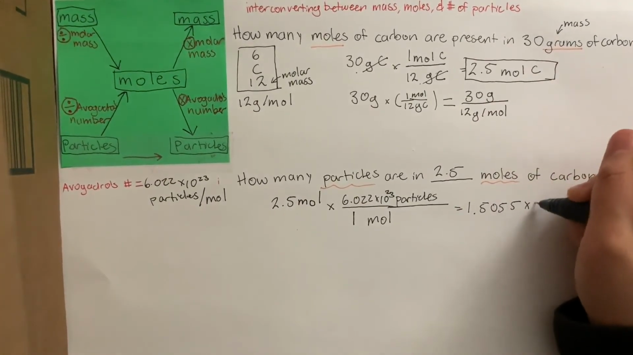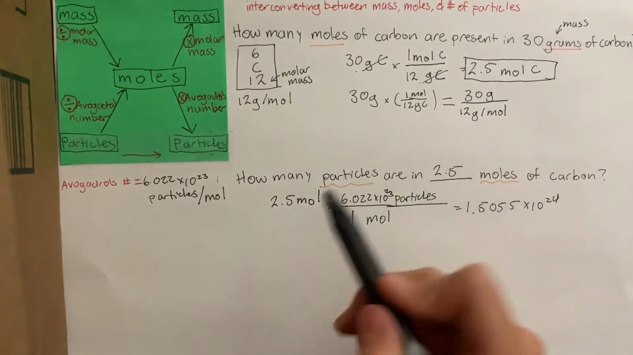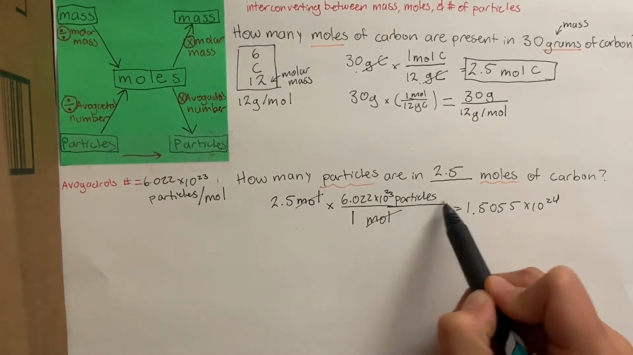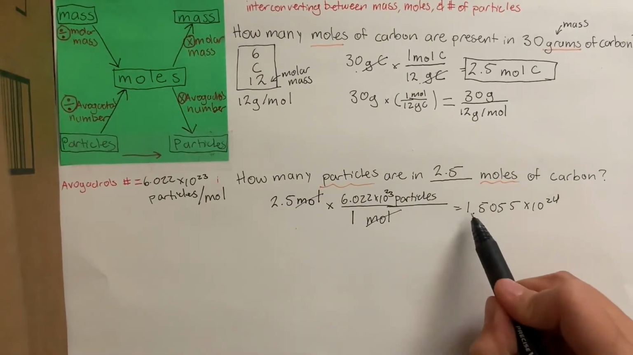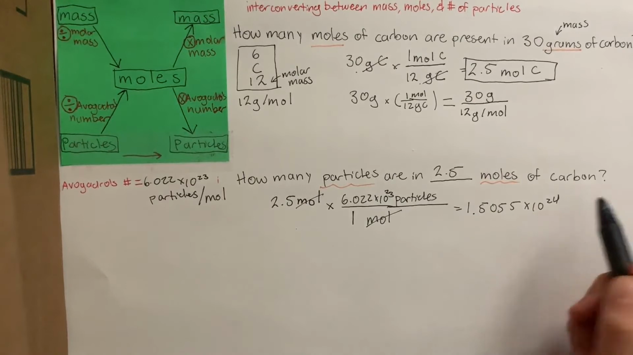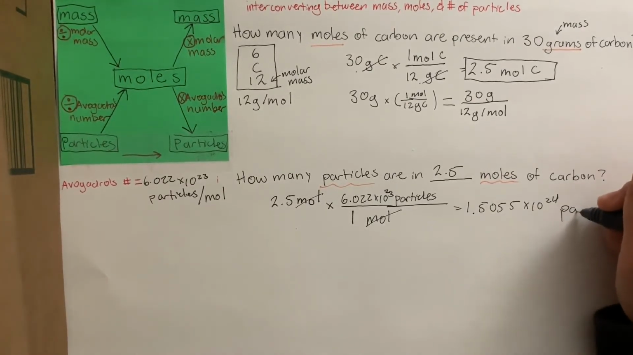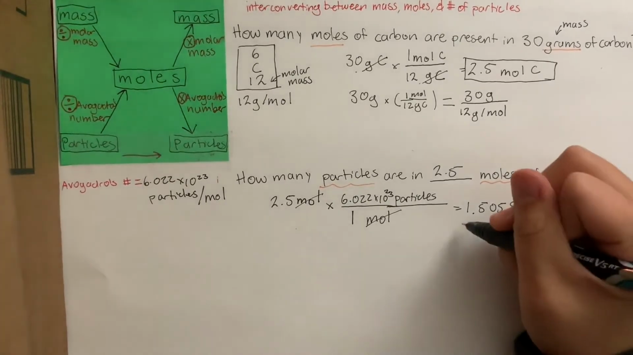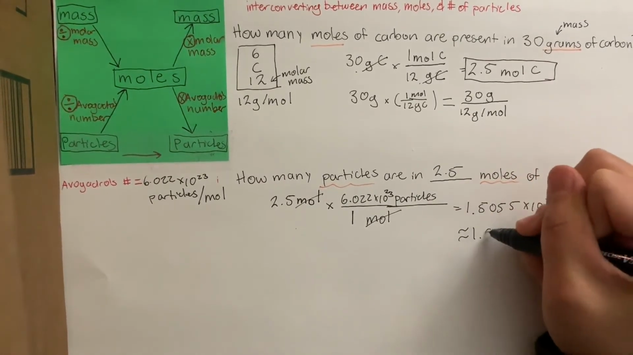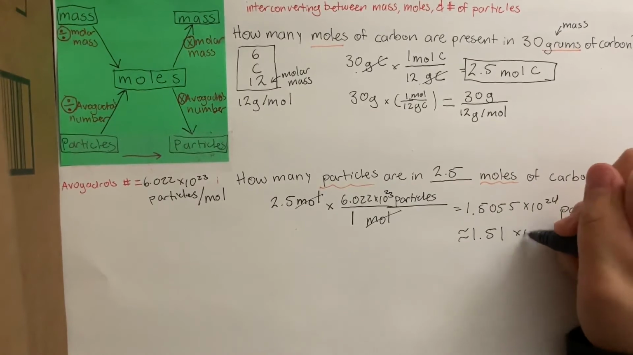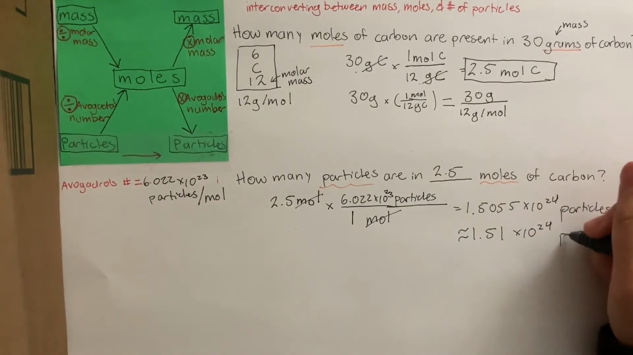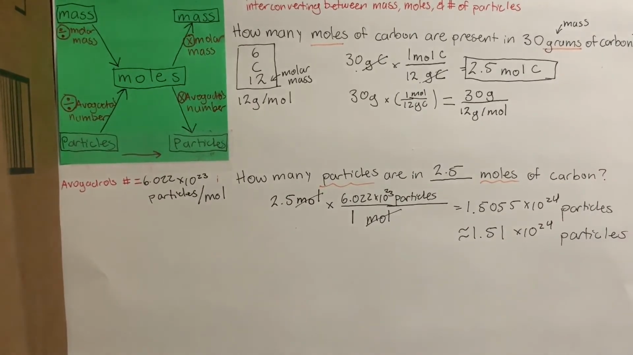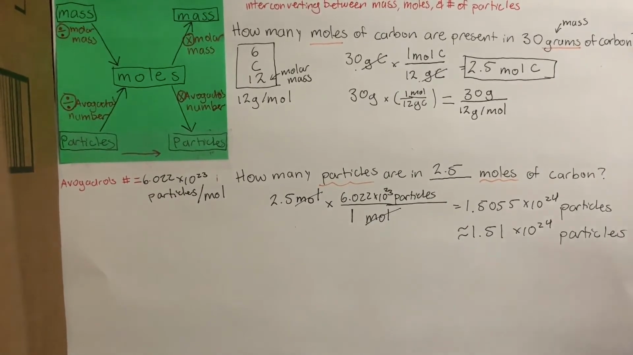Plug that into the calculator and we get 1.5055 times 10 to the 24th. And since the mole units cancel in the numerator and denominator, we're just left with particles. So we have 1.5055 times 10 to the 24th particles of carbon. You could round this to 1.51 times 10 to the 24 particles. This would have to depend on what your professor wants when you solve this problem.